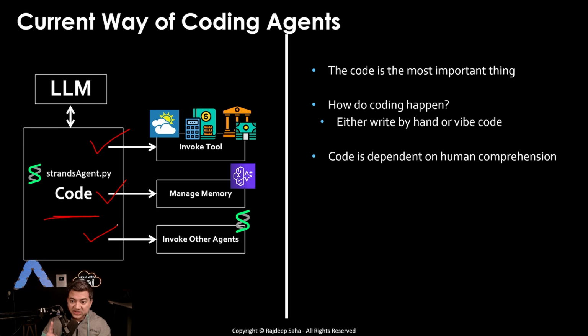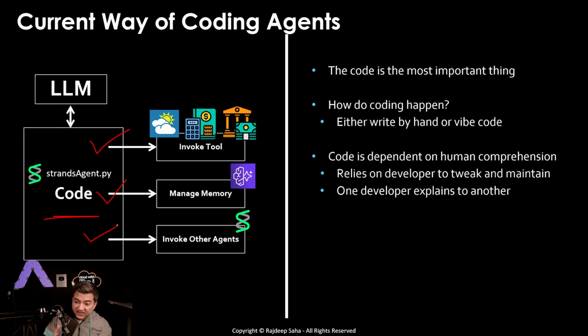So the code is dependent on human comprehension. It relies on the developer to tweak and maintain. You can vibe code it, but if you want to showcase this to get a job, to get an interview, or even work on a real project, you need to know what that code is doing and explain it to others. So you see, this is very human-centric. Including vibe coding, the code is being written keeping the human in the center.